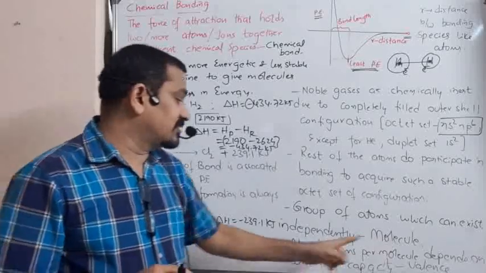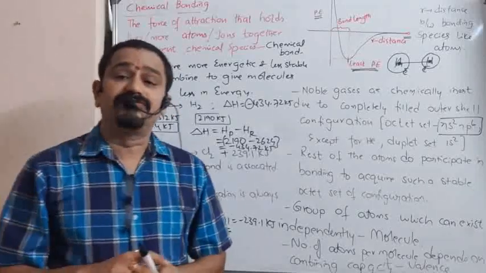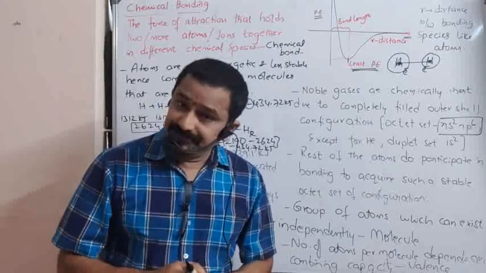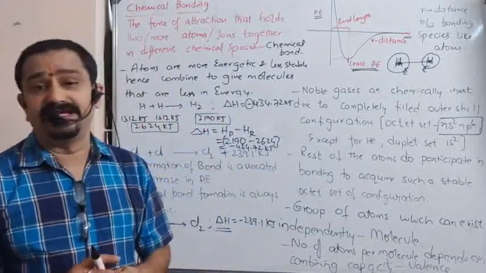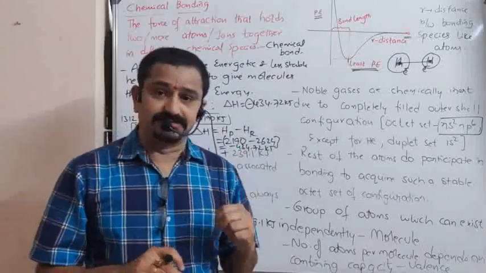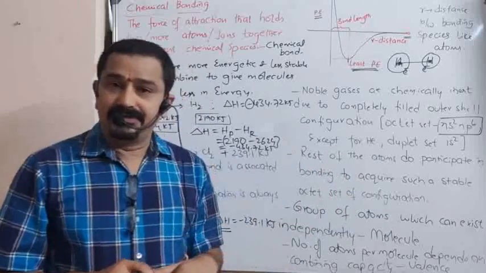The number of atoms per molecule depends on the combining capacity of that particular atom, which is called valency. The combining capacity of an atom is said to be its valency. We have already discussed valency twice: once in basic concepts of chemistry and recently in the periodic table.